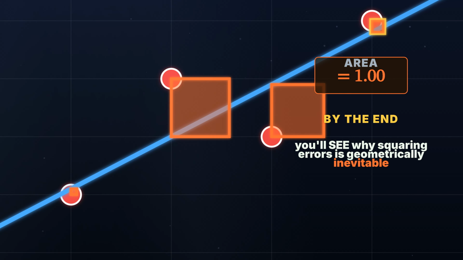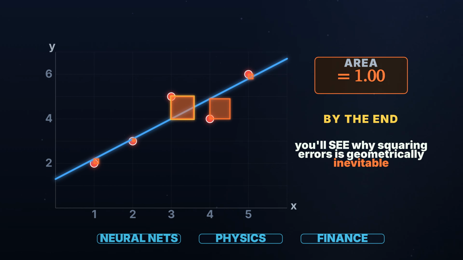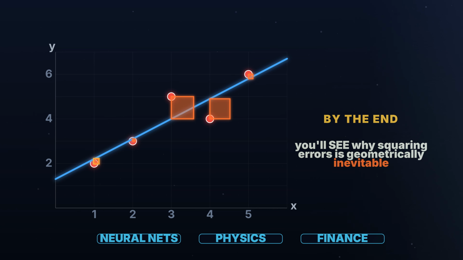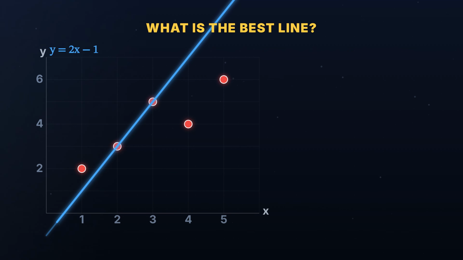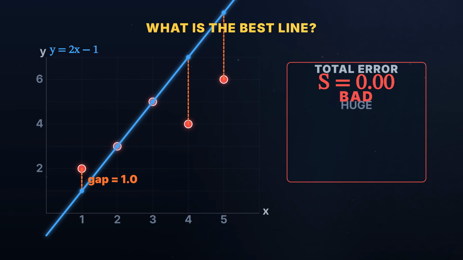By the end, you will see why squaring errors is not arbitrary, it is geometrically inevitable. And it powers everything from neural nets to physics to finance. What makes a line the best? Let us test 3 candidates on the same 5 data points.